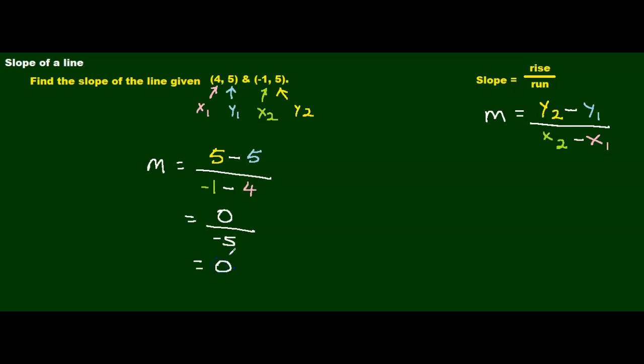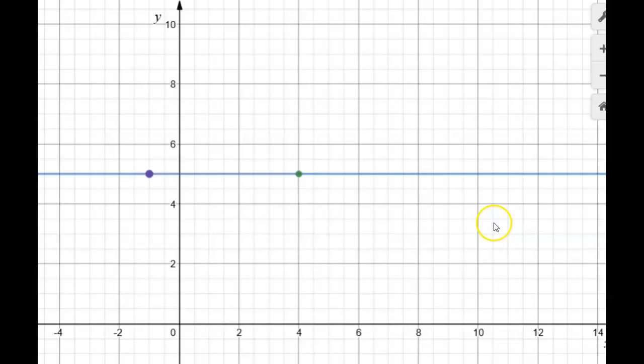What does a line with a 0 slope look like? In this case, a graph with a slope of 0 is a horizontal line because there is no rise in this case. So there's only a run. And in this case, it looks like this because it passes through 4, 5, and -1, 5.